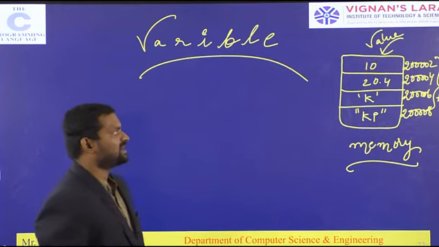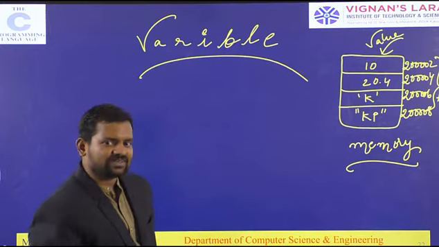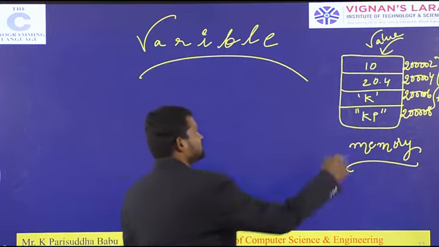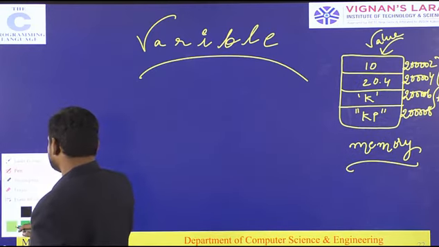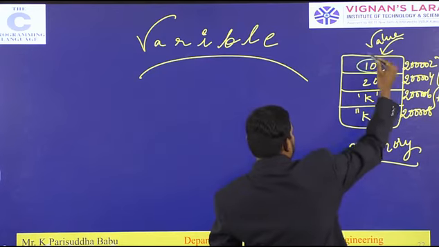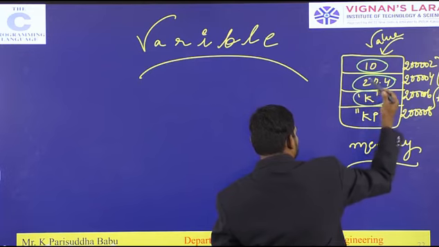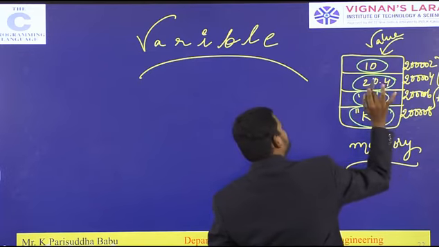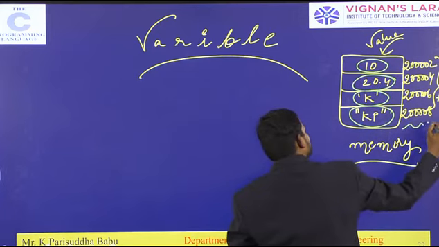To represent the values by reference, we have a variable. A variable is a named memory location. This is a memory location. This is also a memory location. This is all. Every memory location has some value. Every memory location has some address.